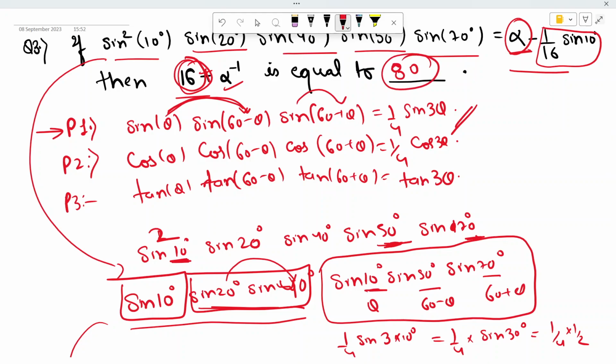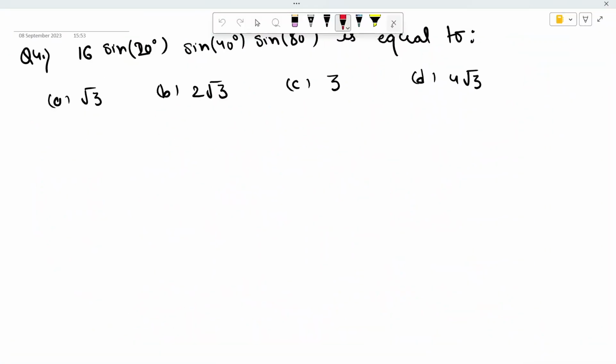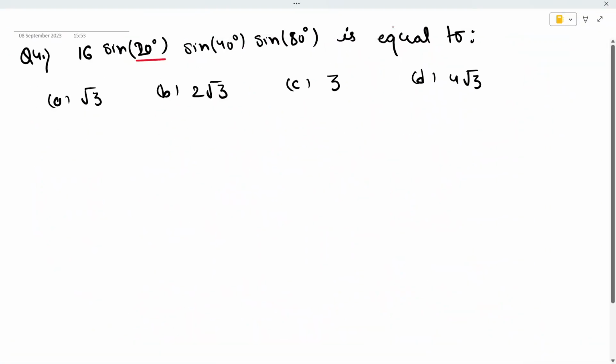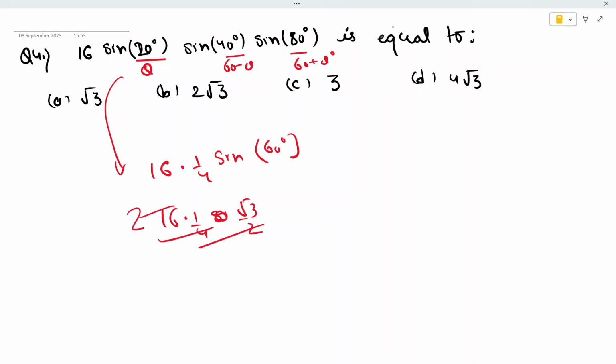Okay. Now let's move to the next question. What does this question say? Again you can assume that this is theta, this is 60 minus theta. If you recall the formula, you can directly substitute. So when you substitute this, what do we get? 16 into 1/4 sin 3 theta. Here theta is 20, so sin 60 degrees. Look how simple it is if you remember the formula. Sin 60 degrees is root 3 by 2. That is equal to 2 times, that is 2 root 3. Very easy if you recall the formula.